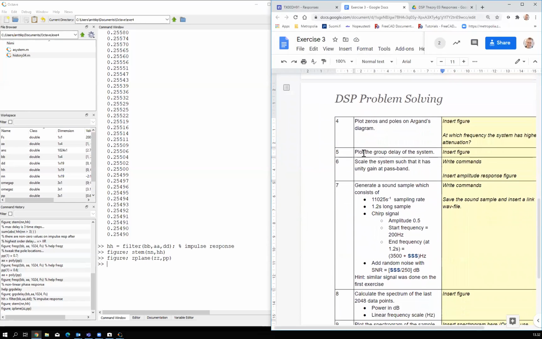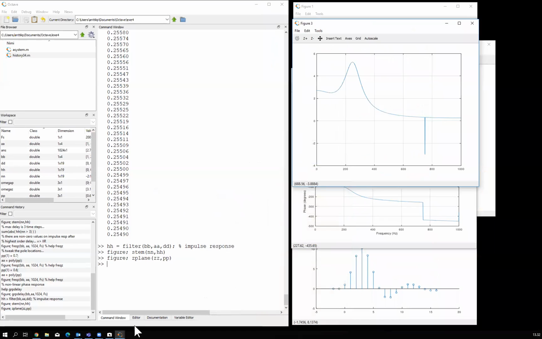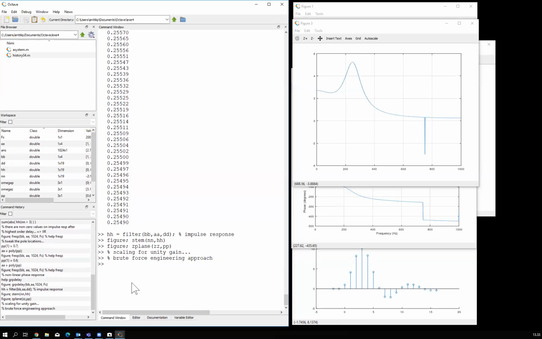Argus diagram done, group delay. Then the only thing to do is to scale the system such that it has unity gain at passband. Okay. Scaling for unity gain is simply, I'll do it, this is the brute force engineering approach, which usually works as well as any. It might actually have 0.01 dB difference to what it's supposed to be, but still it's the same from my point of view.